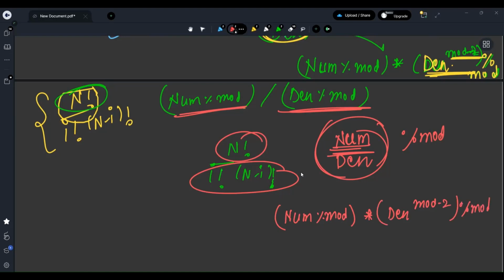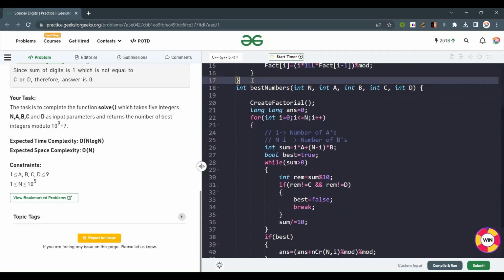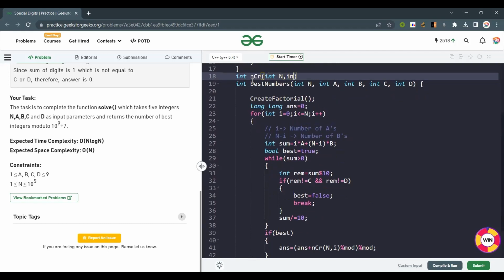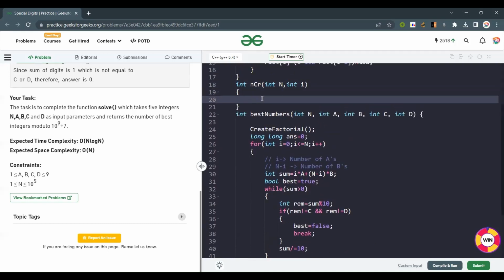If you don't know this thing, just try to grasp it now, because it can be useful in many competitive questions: numerator modulo mod, into denominator power mod minus 2, modulo mod. So I want this. The nCr function takes two variables, n and i. Within that, we have to generate n factorial upon i factorial into n minus i factorial, as I already said.